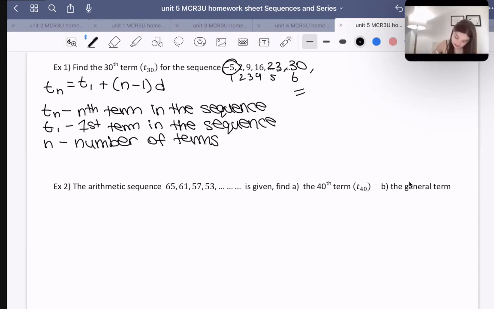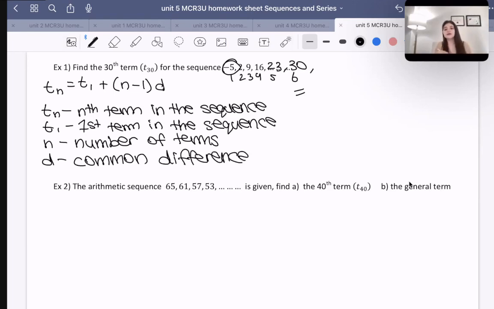And then d is the common difference, which we talked about earlier, is basically the number that we continually add and subtract, right? What do we have to add and subtract to get from one number to the next, basically? So let's plug that in. So t of 30 is equal to t1, which is -5, plus n minus 1, which is 29, times the common difference, which is 7. So that's going to be 29 times 7 minus 5, which is 198.